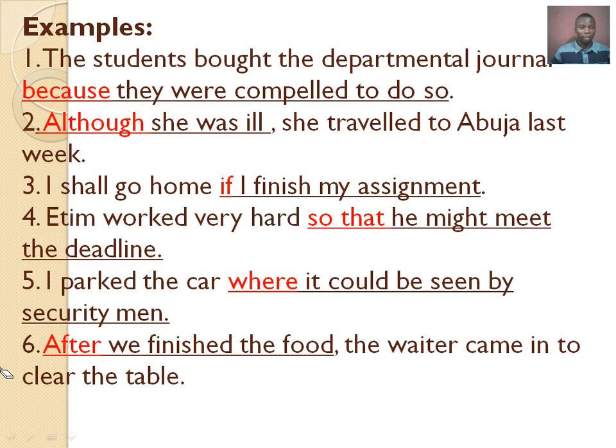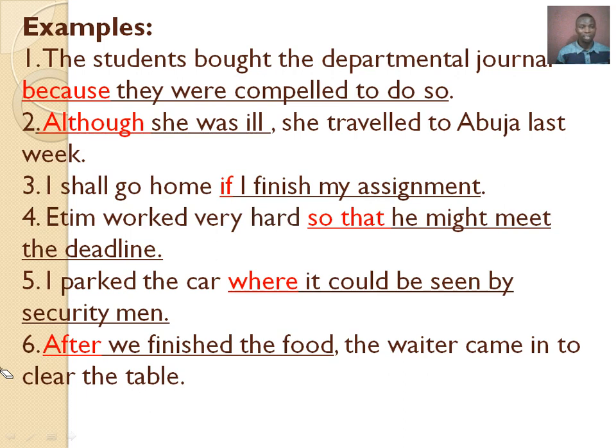Okay, let's believe you have paused the video and you have worked them out. Let's see how we are going to solve the problems together. If you score them correctly, please do not hesitate to tick for yourself. Number one, the student bought the departmental journal because they were compelled to do so. The reason they bought it was they were compelled to do so. So it is reason.